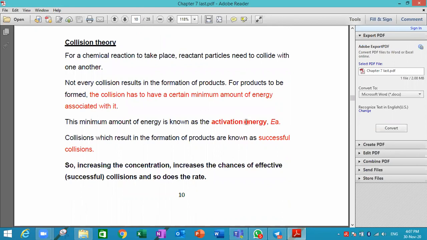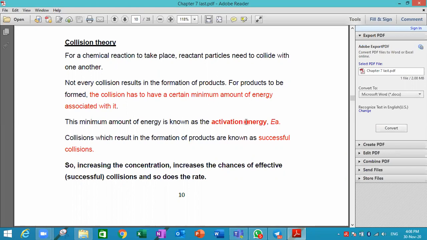Now, we come to the collision theory. What is the collision theory? Of course, we are going to study the effect of temperature, surface area and catalyst on the rate of the reaction. But first, we take what collision theory is and what it states.